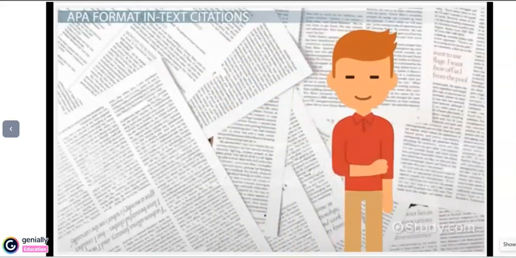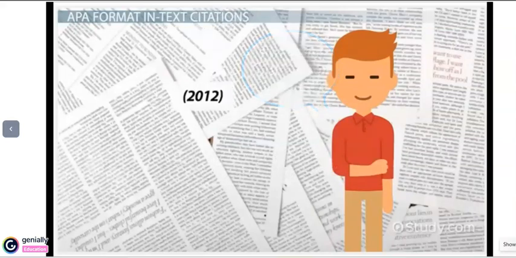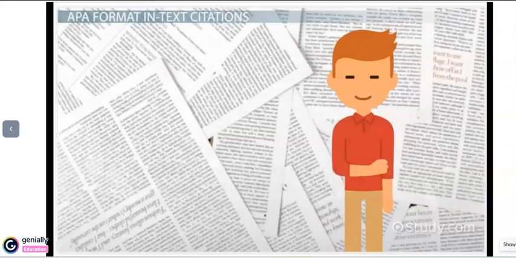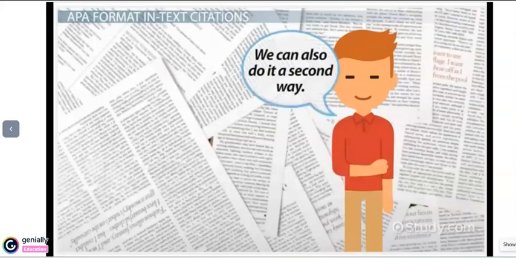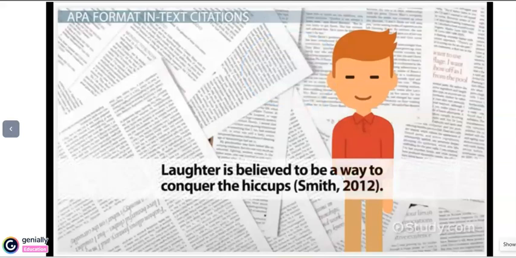There are two common ways of making an in-text citation. The first is to mention the name of the author within the sentence, while the year of publication is in parentheses like this. According to Smith (2012), laughing helps a person conquer the hiccups. The second way of doing an in-text citation is to cite the information, then put both the author and the publication year in parentheses. Laughter is believed to be a way to conquer the hiccups (Smith, 2012).